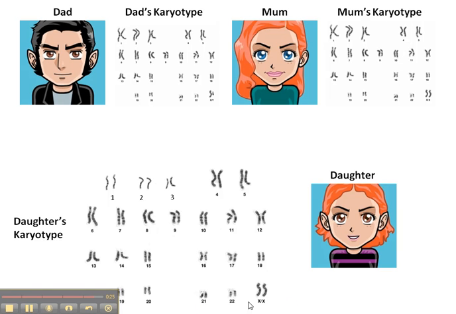she's a female, so she has two X chromosomes. Mum's a female, she has two X chromosomes, but dad is male, he has an X and a Y, and as you can see, the Y is much shorter. So that's how you get your genetics from your parents, and that's what a karyotype is. It's just the arrangement of your genes in pairs, so you can have a look at them and study them. Okay.